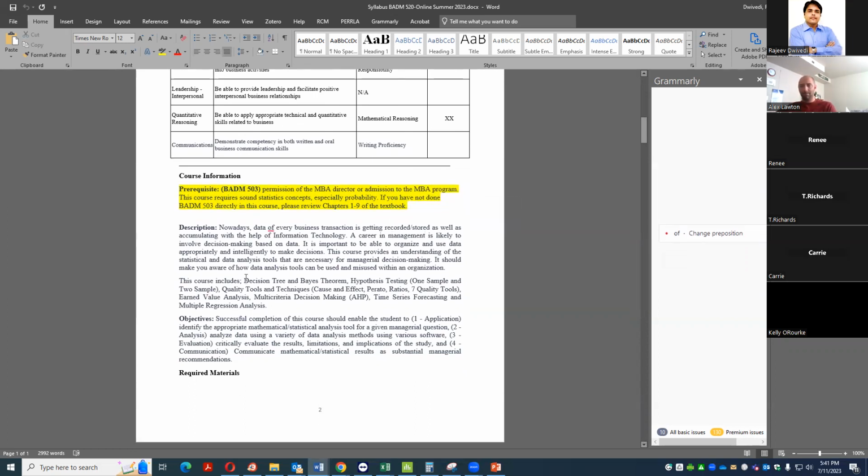What we are going to cover in this module is decision tree and Bayes theorem. Then we are going to check hypothesis testing. And then we are going to see regression analysis. We are going to see forecasting. We are going to see quality control and multi-criteria decision making. So this is what we are going to cover in this 520.